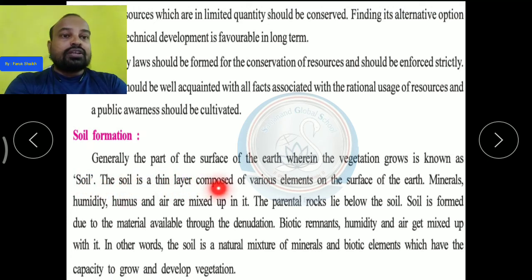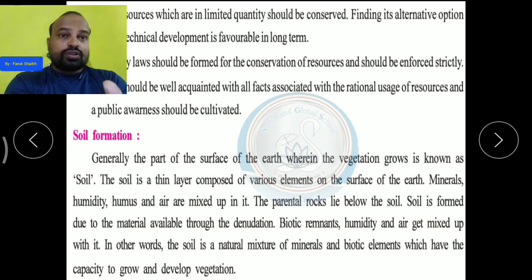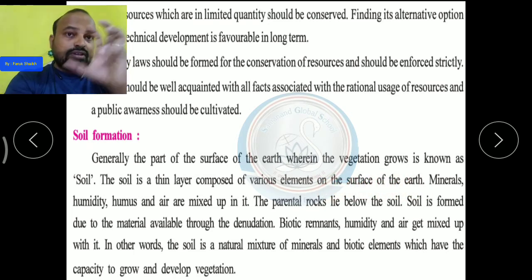The soil is a thin layer composed of various elements on the surface of the earth. You should understand what is called soil: the part of the surface of the earth wherein vegetation grows is known as soil. Vegetation means grass, plants, trees, fruits, flowers. All of these grow in it. It is called the soil. The soil is the upper layer of the earth.